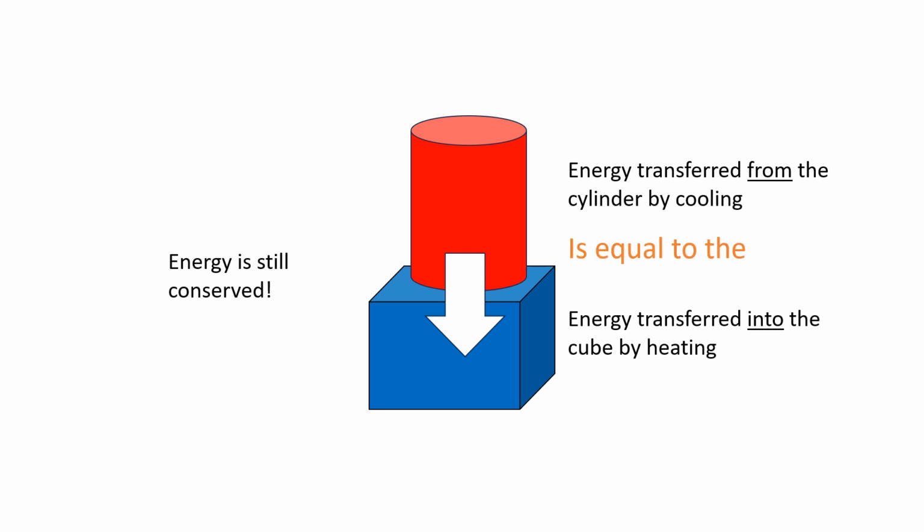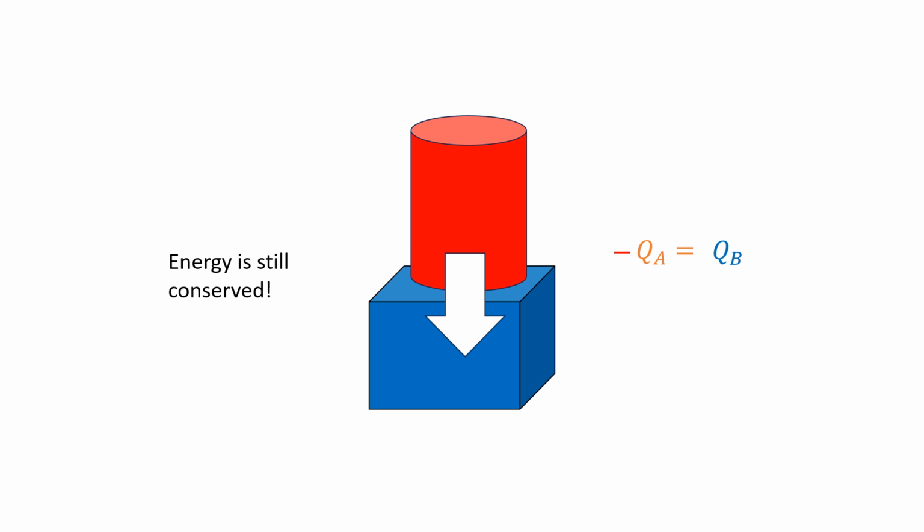Those are the same energies. And so what's lost by one thing must be gained by the other. So the energy transferred from the cylinder by cooling has to be equal to the energy transferred into the cube by heating. If we call the energy transferred from the cylinder QA and into the cube QB, we can write that negative QA equals QB. And the negative sign is, of course, because the cylinder is losing energy. That energy is going out of the cylinder and into the cube.